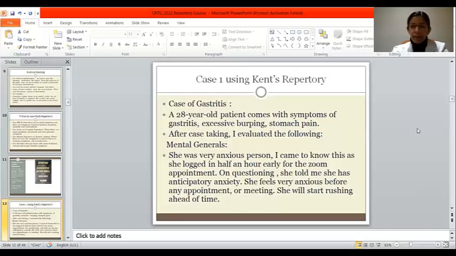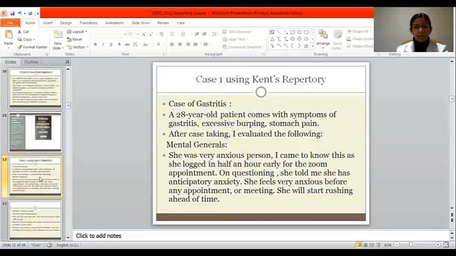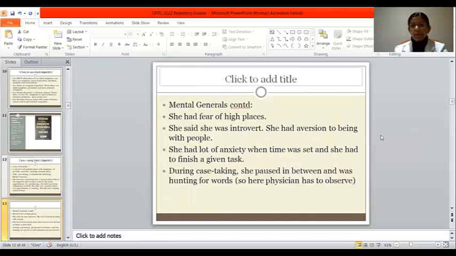So on questioning, she told me that she has anticipatory anxiety. So she feels very anxious before any appointment or meeting. So she will start rushing ahead of time. Upon further questioning, she had fear of high places. She said she was an introvert. She had aversion to being with people around her. She was reserved by nature. She had a lot of anxiety when the time was set and she had to finish a given task.